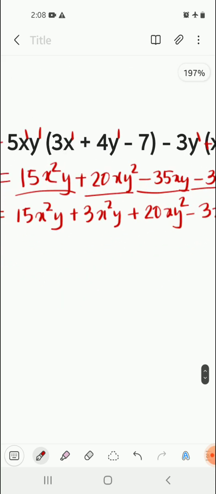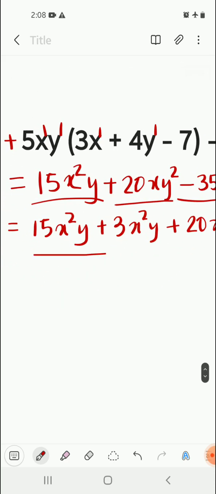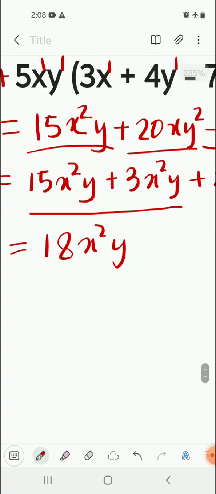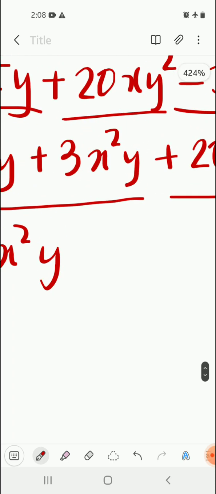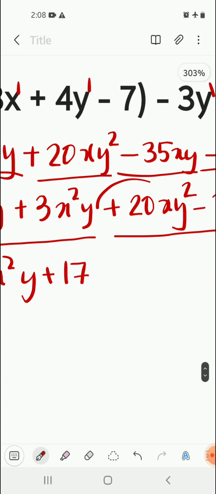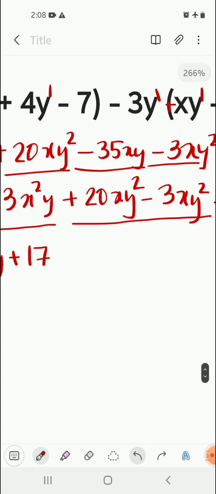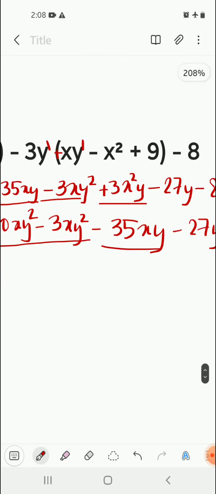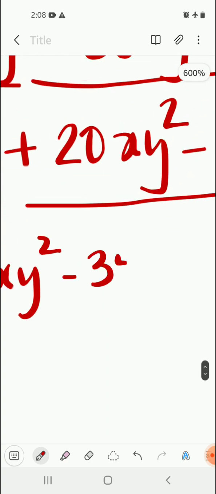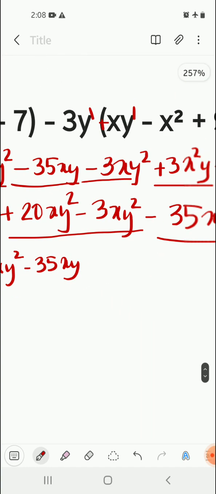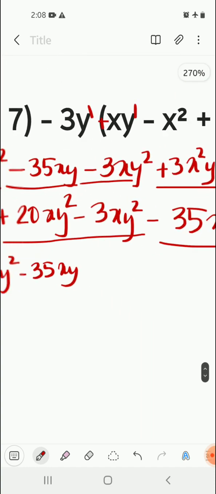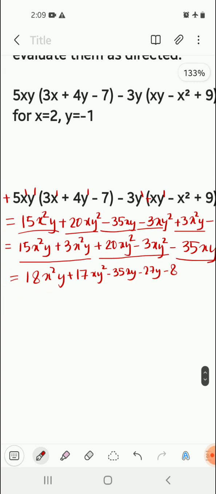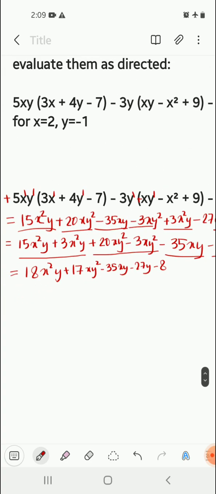Once this is done, we are going to add this 15 plus 3. It becomes 18x square y. After this, 20 minus 3, which is plus 17, because here it is plus 20 and here there is minus 3. So plus 17xy square. Then plus 35 minus 35xy. After this, minus 27y and minus 8. So write it as it is. So this is our simplified expression.